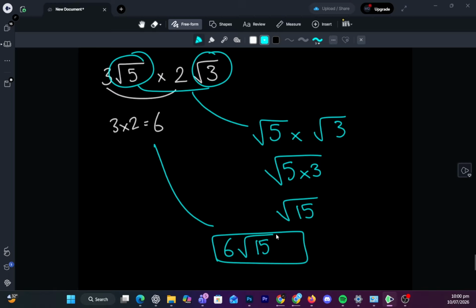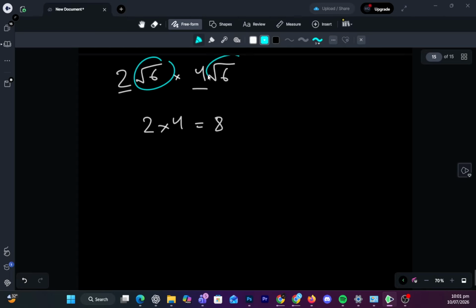So let's solve one more example. 2 under root 6 into 4 under root 6. Now first multiply the coefficients. 2 into 4 is 8. And now multiply the surds. Under root 6 into under root 6.